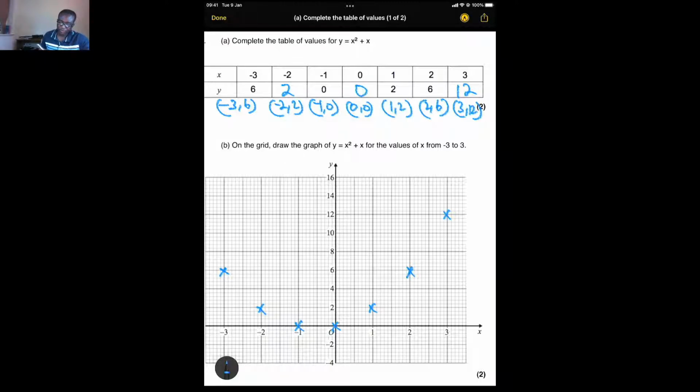Now that we've done that, we need to join our points. Do not forget that you need to join your points with a smooth curve, freehand. Do not use a ruler. So we're joining them freehand.